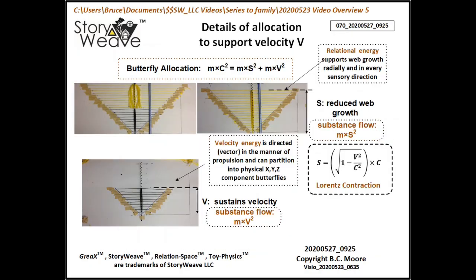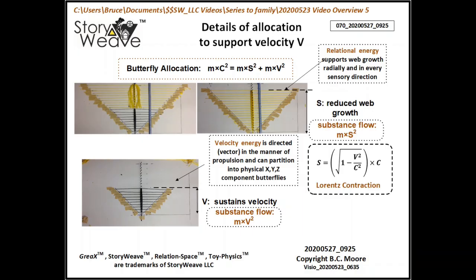In slide 070, we take a little closer look at these two partitions. You see them again here in a little different arrangement. On the right, we see the golden or yellow partition. That one corresponds to web growth. The amount of material in there is m times s squared. That's that first partition. And it supports the growth of the web. So that extends out in all directions, the part that's tangential in all spatial directions. The lower partition, which is black, that corresponds to the amount of energy that sustains velocity.